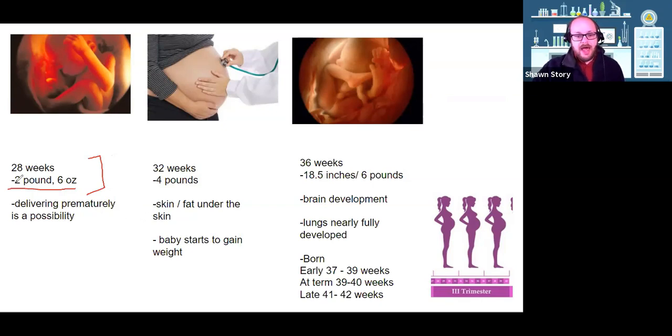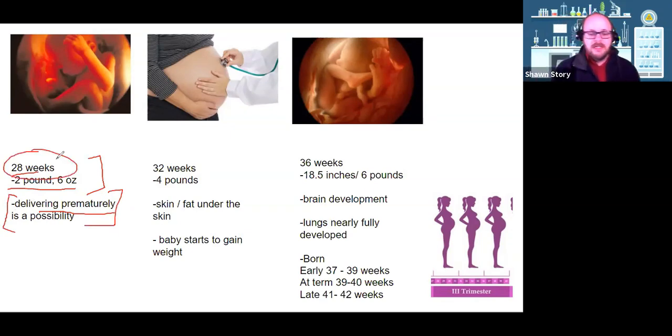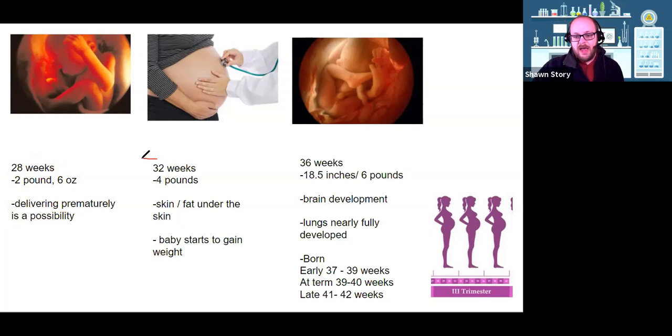At 28 weeks, premature delivery is possible. And so this is kind of the benchmark at 28 weeks. If a pregnancy is before 28 weeks, it's nearly impossible to have a premature delivery. 28 weeks is kind of where doctors want the development to be to even consider a premature delivery and trying to save the baby. At 32 weeks, we're at 4 pounds.